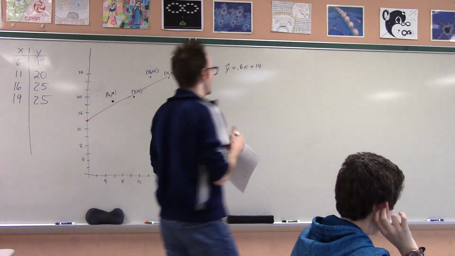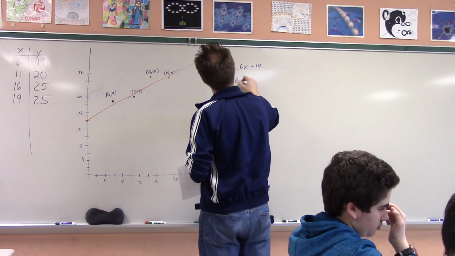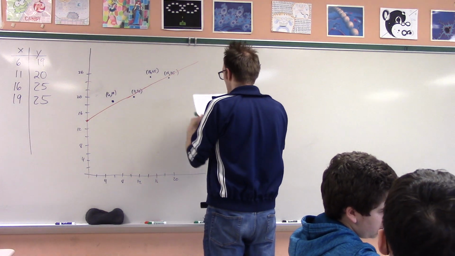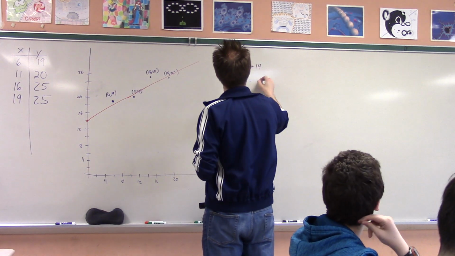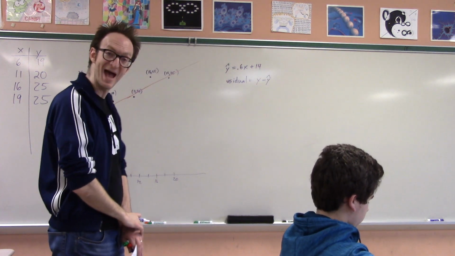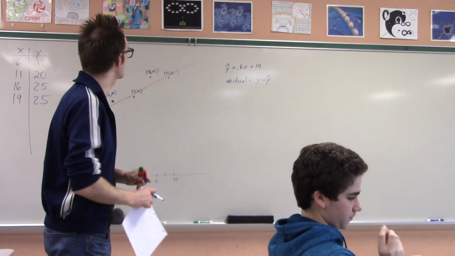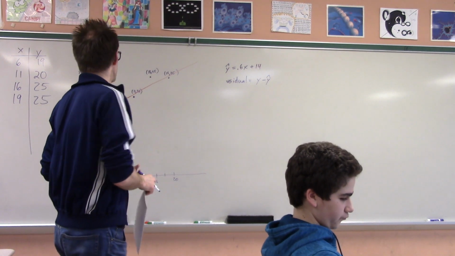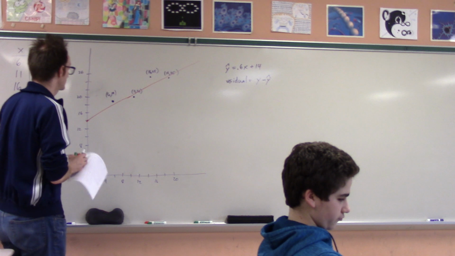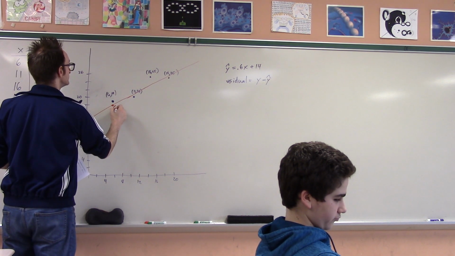I will define a residual. So a residual is, for any given x value, y minus y hat. y hat is the predicted y value based on our model, and y is the actual y value. For example, what is the predicted y value for x equals 6?